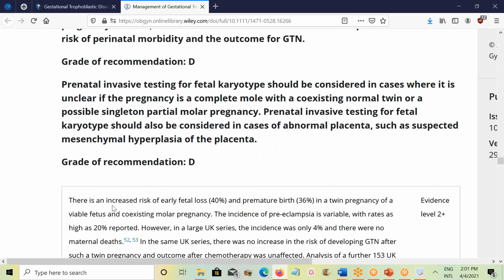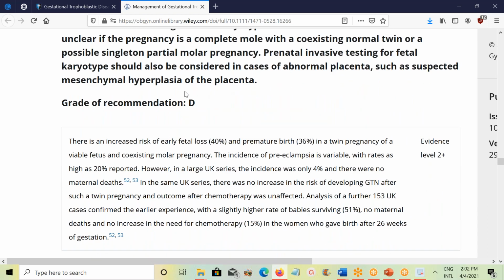Okay. So now we're talking about the twin pregnancy, where one seems normal and the second one looks abnormal, the second one has a molar pregnancy. So there is an increased risk of early fetal loss, like 50%, premature birth 36% in twin pregnancy, and then the incidence of preeclampsia is variable and the rates can be as high as 20%. While one series found only a 4% chance of preeclampsia, others have reported a 20% chance, and luckily no maternal death was reported.